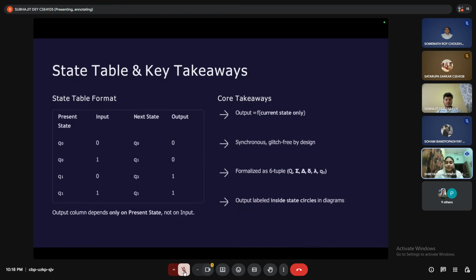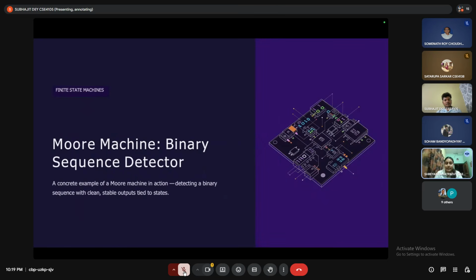This slide demonstrates how the visual diagram is converted into a structured mathematical format. The table lists the present state, the input, and the resulting next state. Crucially, the output column depends only on the present state and not on the input received. A Moore machine is formalized as a six-tuple. The design is synchronous and glitch-free by nature because the output only changes when the machine moves to a new state at a clock edge. Next slide, please.